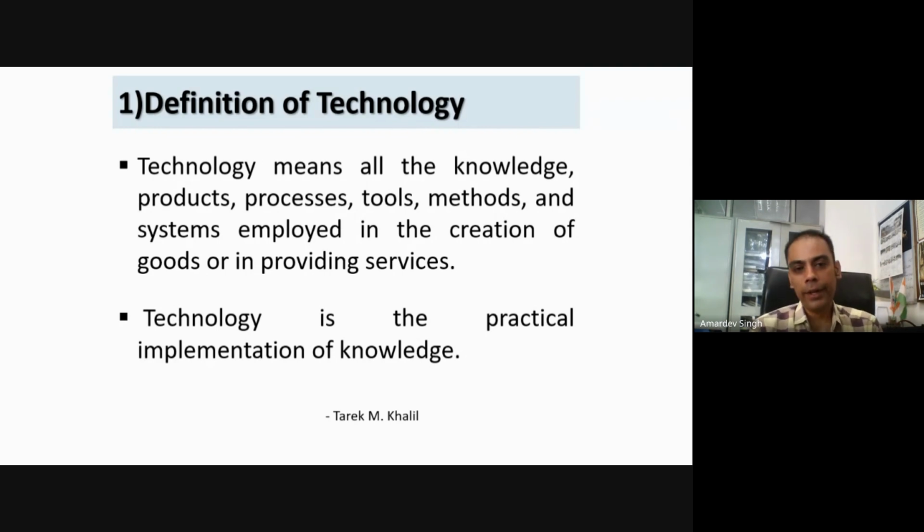Here also I have put it. Technology means all the knowledge, products, processes, tools, methods, and systems employed in the creation of goods or in providing services. Or we can say technology is the practical implementation of knowledge, as put forth by Tariq M. Khalil. Tariq M. Khalil has done very seminal work in technology management, and anyone who wishes to have a deep dive into technology management and allied aspects is requested to go through that book.